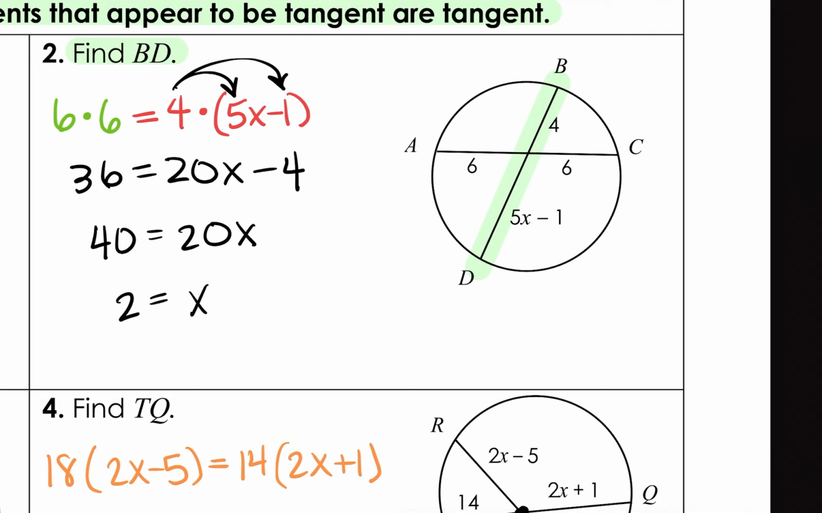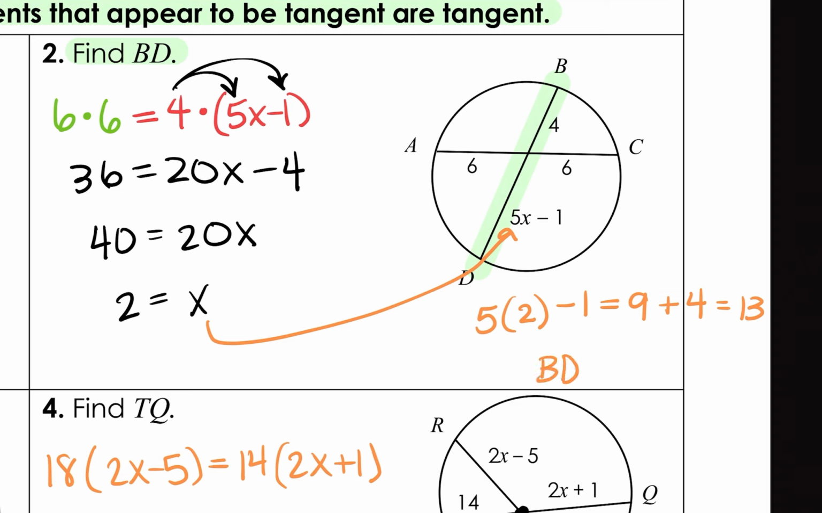Oh, I'm sorry. Wow. We didn't even finish number 2. After you solve for x, you're going to need to actually find the length of BD, right? So you need to plug x back in to BD. I'm going to plug it here. 5 times 2 minus 1 equals 10 minus 1 is 9. And then you would have to add that to the 4 to get 13, right? Because 4 is also a part of that line. Okay, so BD is 13.